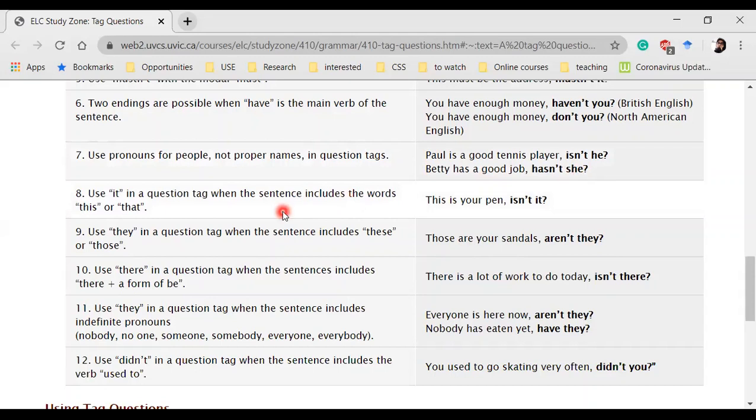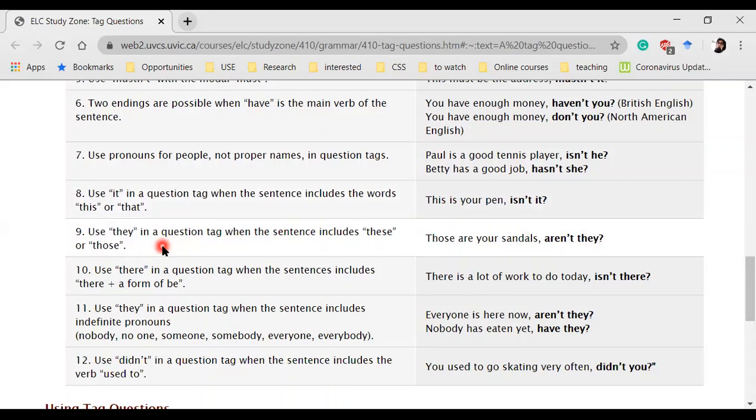Number eight, use it in a question tag when the sentence includes the words this or that. We saw a previous example in the slides: this is your pen. For that we would use it. We would not say "isn't this"; we would rather say "isn't it?" Similarly, that is your pet, that is your cat, maybe something like that. For that we would use it in the tag question: isn't it?